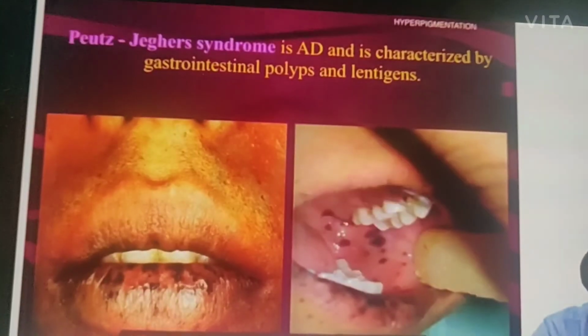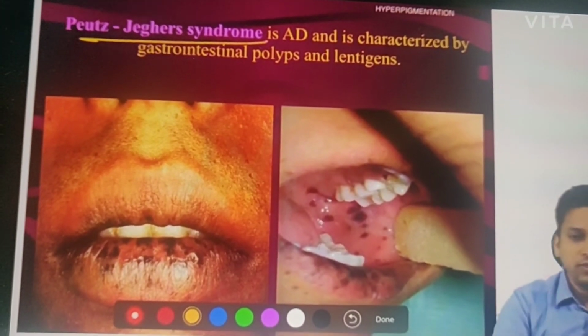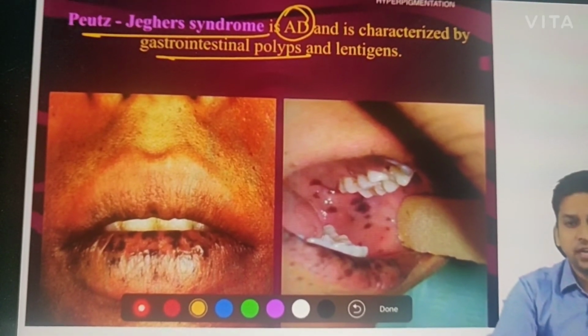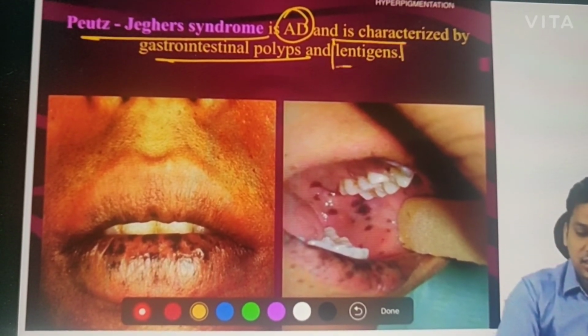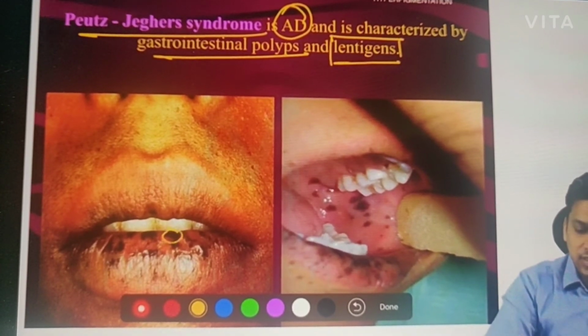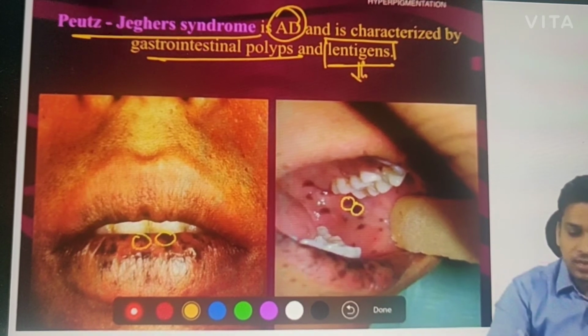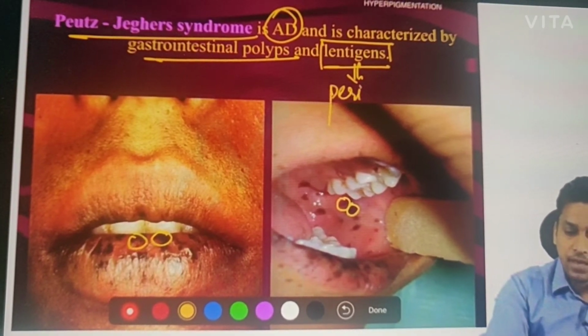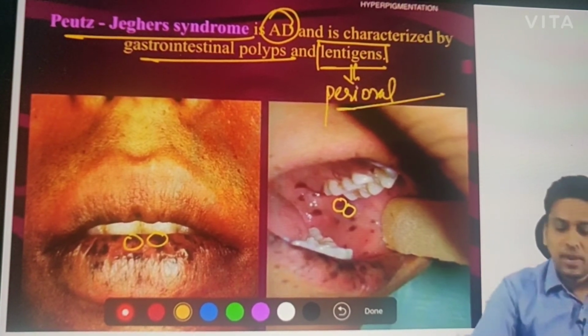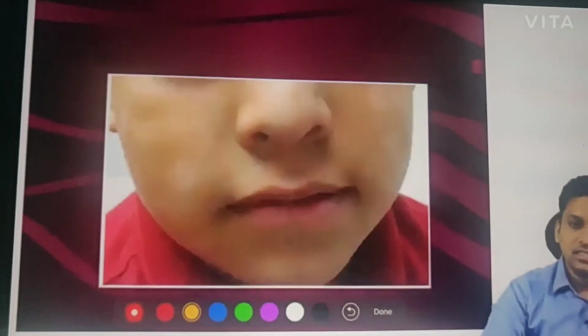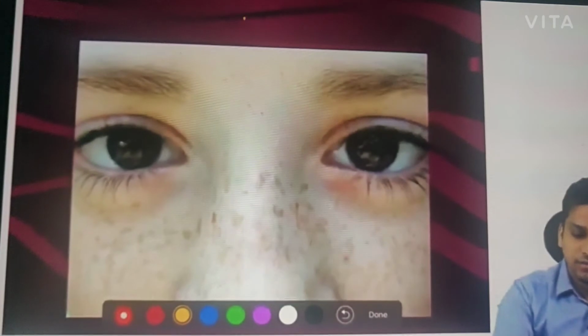This is leukotrichia. Then Peutz-Jeghers syndrome is a condition which is autosomal dominant. It is associated with gastrointestinal polyps, and these lentigines are seen. Lentigines, as you can see, are these dark colored lesions. As these lentigines are mainly present around lips, we call them perioral lentigines. So perioral lentigines are associated with Peutz-Jeghers syndrome. While these are the lesions, these are freckles.